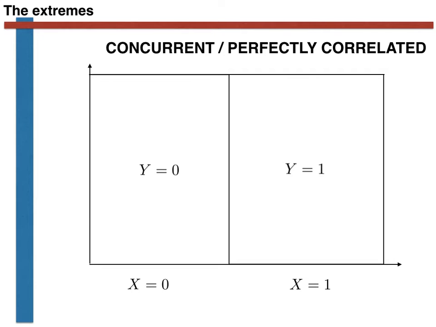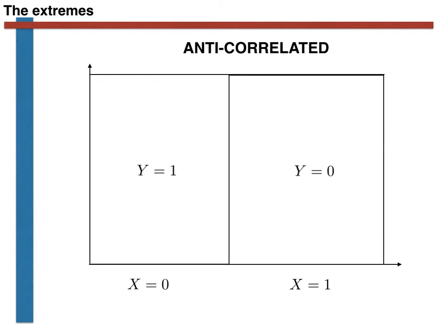We can also move the dividing lines in the other direction as shown here. When we do this to an extreme, we ensure that y equals 1 whenever x equals 0, and y equals 0 whenever x equals 1. In this case, the two random variables are said to be perfectly anti-correlated.